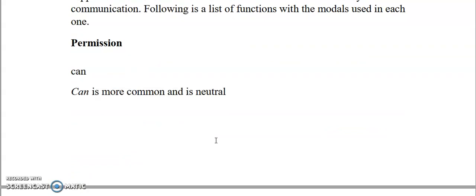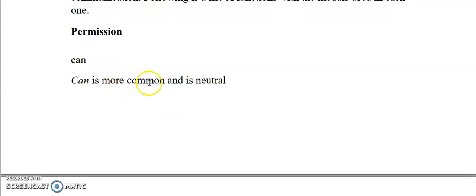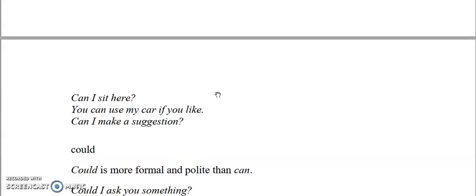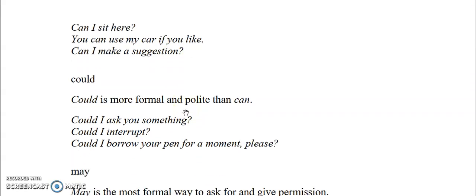Following is a list of functions with the modals used in each function, and we will start with permission. Now, when I say permission, the first modal that I would think of is can, because it is more common and neutral. It is neither too polite nor impolite, so I can use it in different contexts. Examples: can I sit here? You can use my car if you like. Can I make a suggestion?